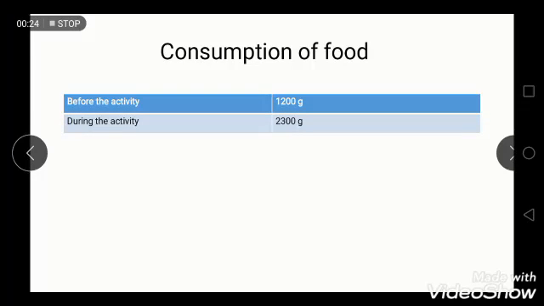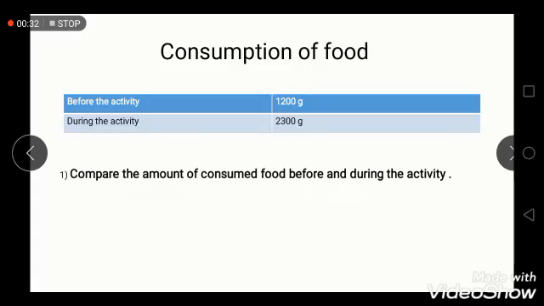Here we have a table. In this table, we measure the consumption of food before the activity and during the activity. So let's start by comparing the amount of consumed food before and during the activity. First of all, I want to see if I have numbers or not, and if I have numbers, I should put the number and I should put the unit.